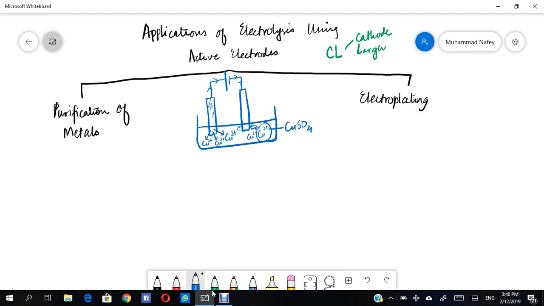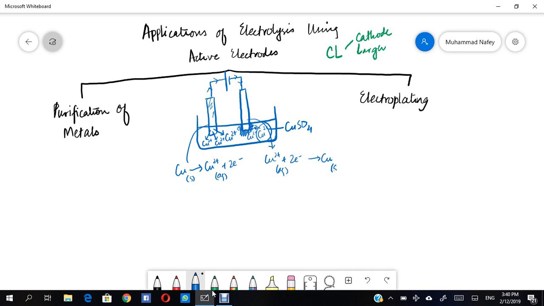So what happens at the anode? Copper gives us copper ions and two electrons, solid and aqueous. And what happens at the cathode? Copper ions gain electrons and form copper metal. So metallic copper will be formed at the cathode, and therefore the cathode becomes larger.